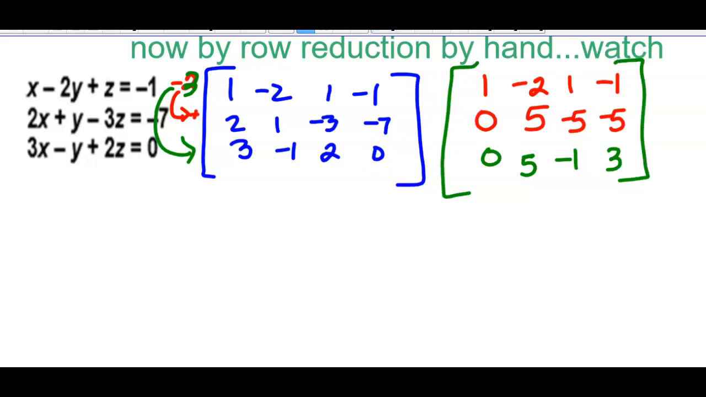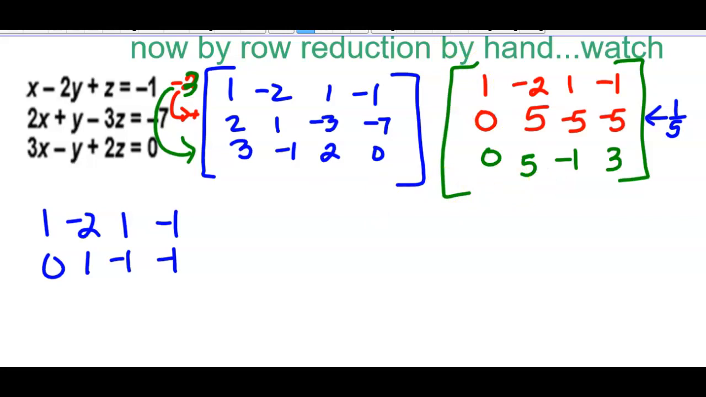Now, I could do a lot of things next. I'm actually going to divide this row by 5 or multiply it by 1/5. So I'm going to leave the top row the same, but I'm going to write it way over here. And the next row I'm going to multiply by 1/5, so this becomes 1, negative 1, negative 1.